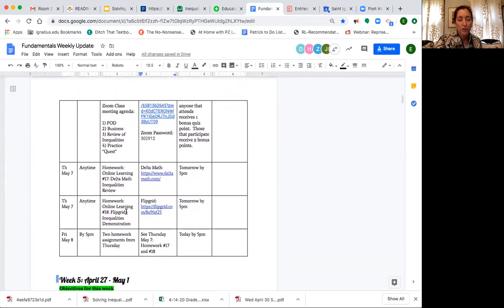And then you'll have 2 more assignments. One will be a Delta Math and one will be a Flipgrid. And those 2 things will be due Friday. So you could start them Wednesday after class, work on them Thursday, work on them Friday. But those other 2 things will be due Friday by 5 p.m.